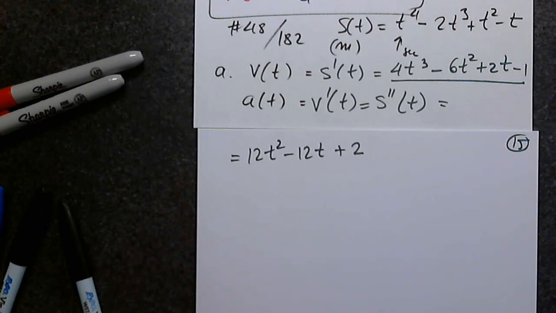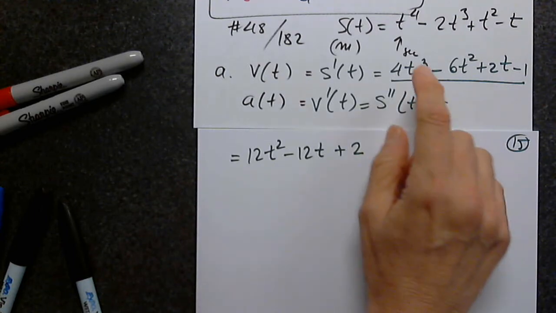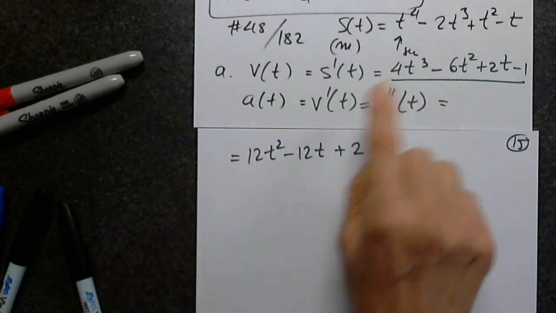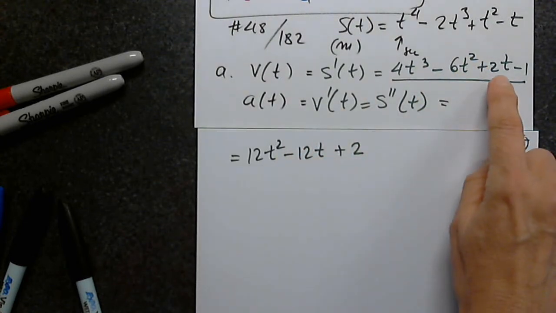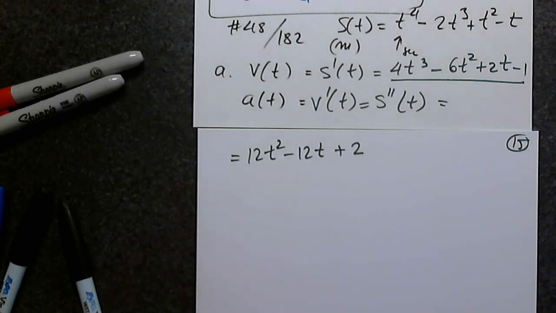So where did the 12 come from? Okay. 4 times 3, so 3 times 4, and subtract 1 from the power. 2 times 6 and subtract 1 from the power. And the derivative of 2t is 2. Is that okay? Yes. Good. That makes sense now.